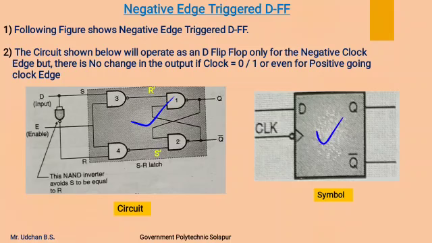This is the symbol of the D flip-flop. This is the D input, these are the two outputs. A clock input is connected.